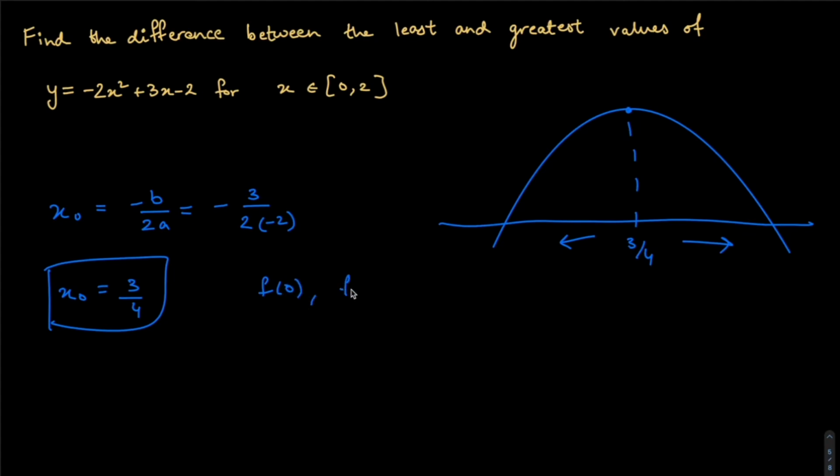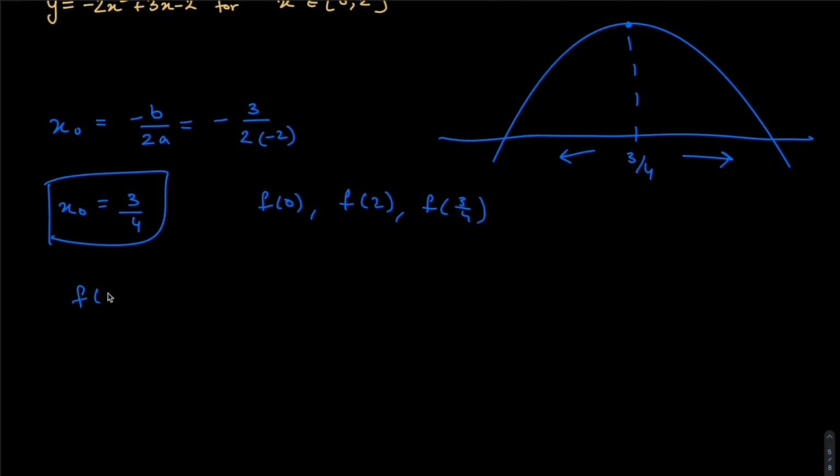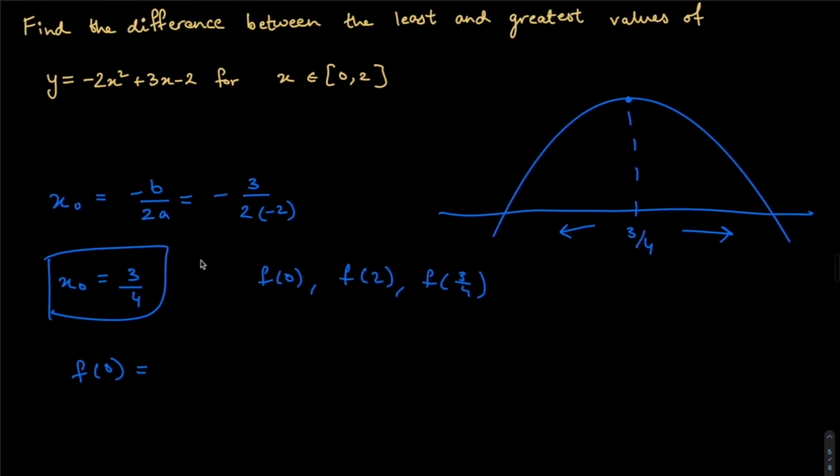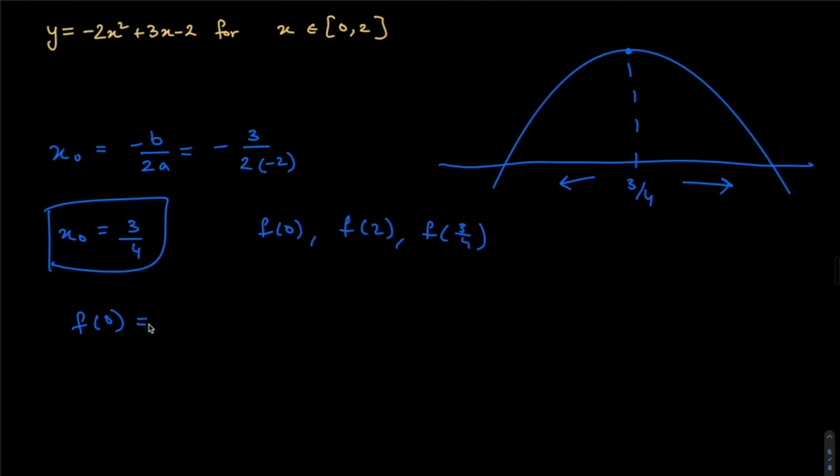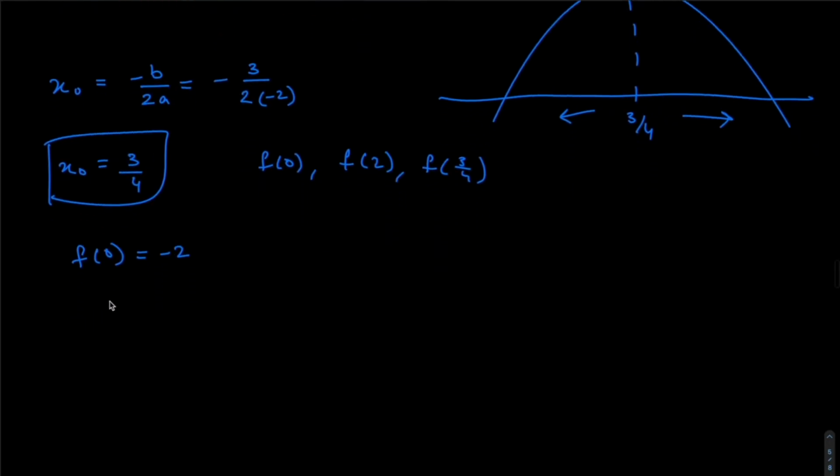I'm going to find f of 0, f of 2, and f of 3 by 4. Okay? That is what I'm going to do. So f of 0, by common sense, I can say it's the y-intercept, so it's got to be minus 2, right? So f of 0 will be minus 2.